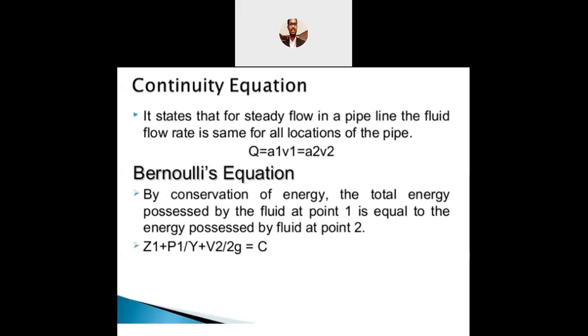That means in a steady flow, what do you mean by steady flow? Rate of change of velocity with respect to time is zero. In a steady flow, the discharge at one point is equal to the discharge at point two. That is what the continuity equation says. The conservation of energy, what does it say? Energy possessed at point 1 is equal to energy possessed at point 2. For example, at point 1 you have some potential energy, pressure energy, and kinetic energy. The sum of this is equal to the sum of the energy possessed at point 2. Is that clear?